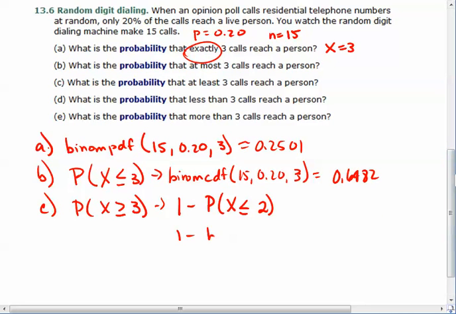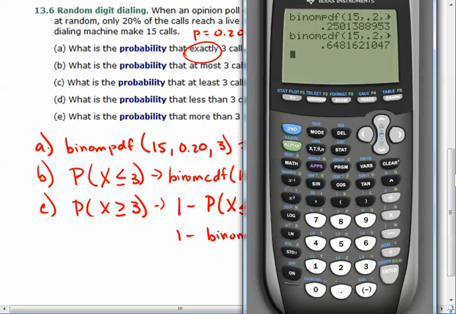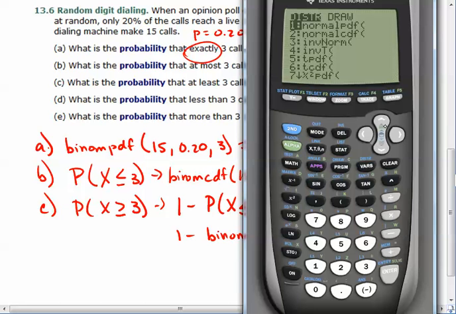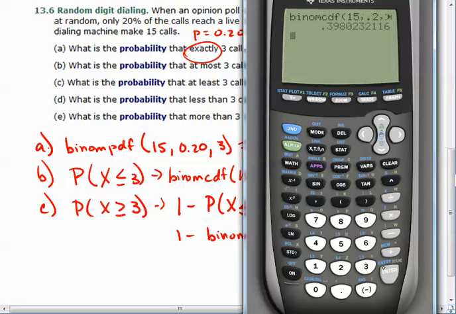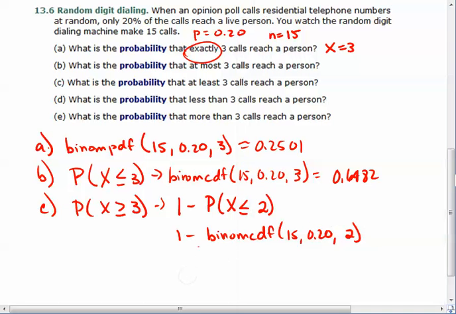Or 1 minus binomial CDF, and it's 15, 0.20 and now 2. So we'll pull up the calculator, and I'm going to do the binomial distribution first. Binom CDF. Everything's the same, but X has changed to 2. We'll press enter. I'm going to do 1 minus that. And we get 0.6020 when rounded.